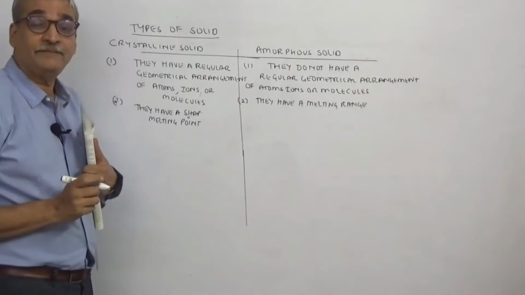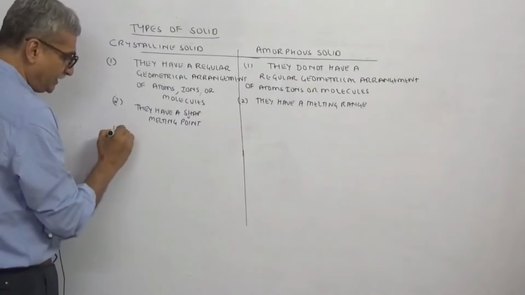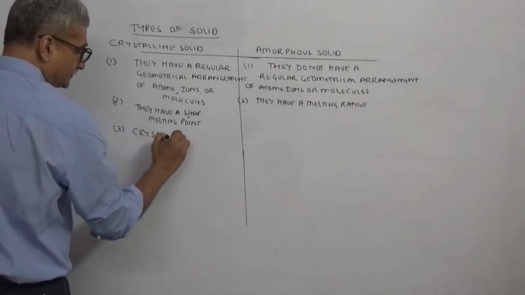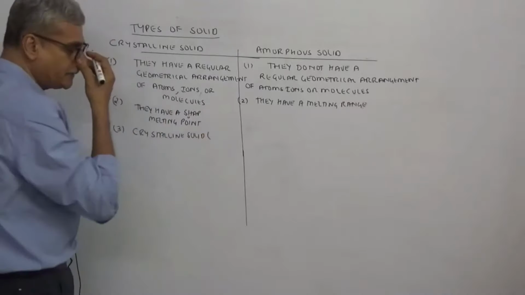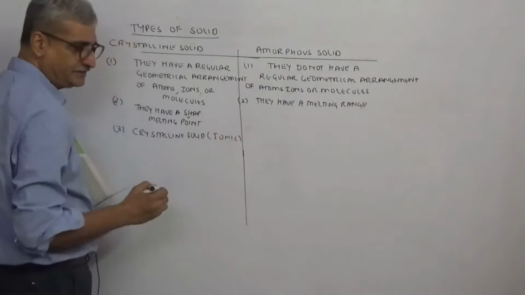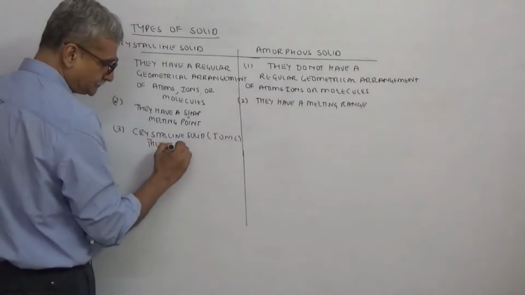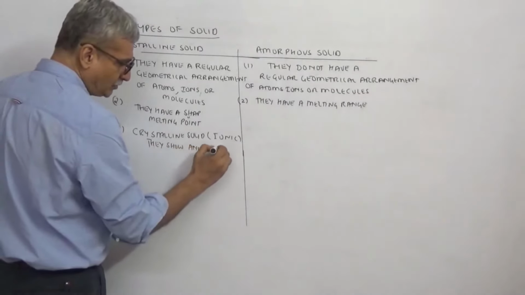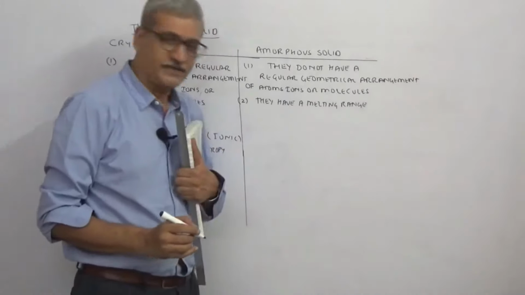So they have a melting range. Okay. Then the third point is that solids, especially those which are ionic, meaning they have a cation and anion, show anisotropy. Now what is anisotropy?